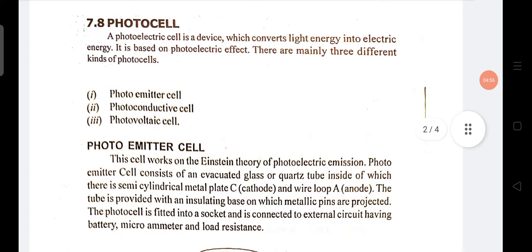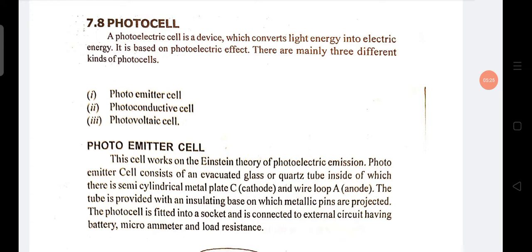Now next you see the photo cell, a photoelectric cell. A photo cell or photoelectric cell is a device which converts light energy into electrical energy. It is based on the photoelectric effect. There are mainly three different kinds of photo cells.